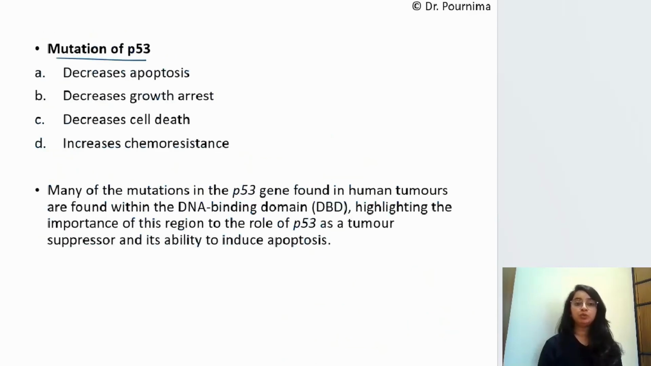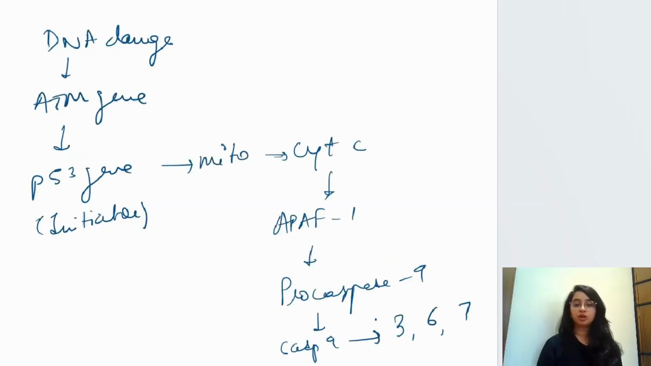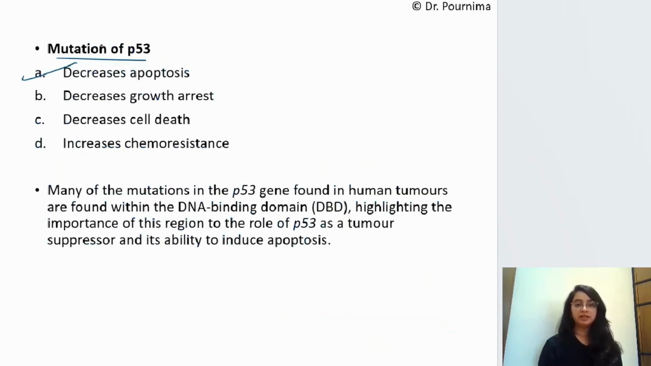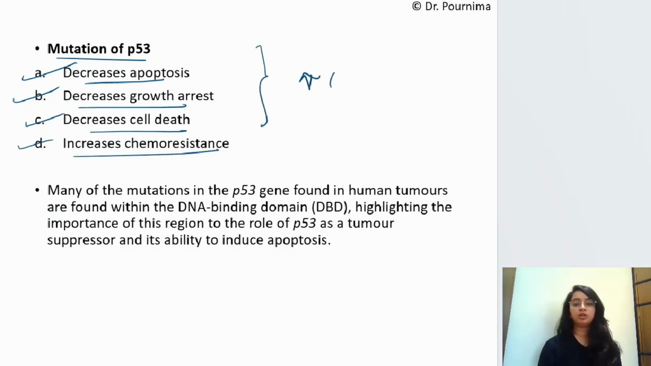Now if there is any mutation in p53, what will happen? There will be decrease in apoptosis. So here, to complete, we can write this will cause apoptosis. So even if you write this much, then it is enough. This is additional. So if you can remember, you can, or else it is not very mandatory for you to know this. But for increasing your knowledge, adding this. Then if there is mutation of p53, there will be decreased apoptosis, there will be decreased growth arrest, there will be decreased cell death, there will be increased chemo resistance, and all this will lead to increased tumor growth. So once the tumor suppressor gene p53 is mutated, it will lead to increased growth.